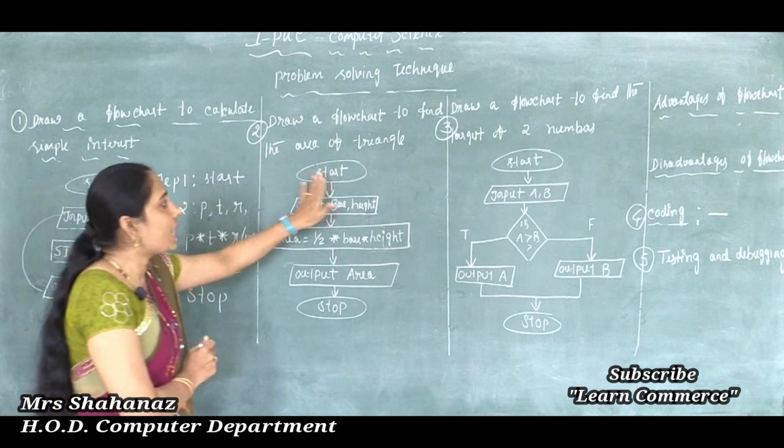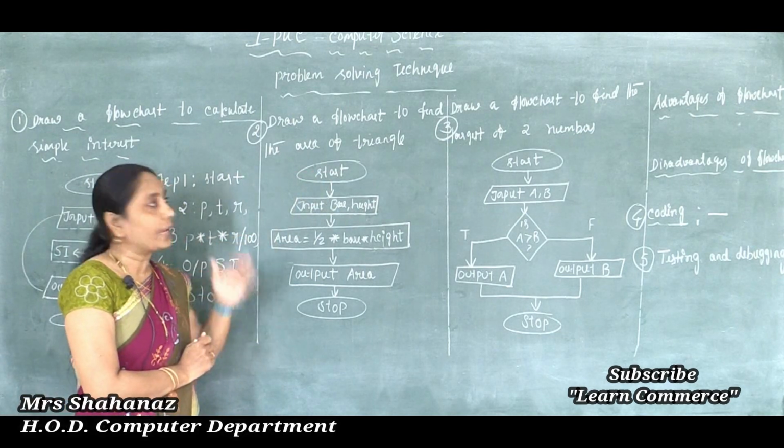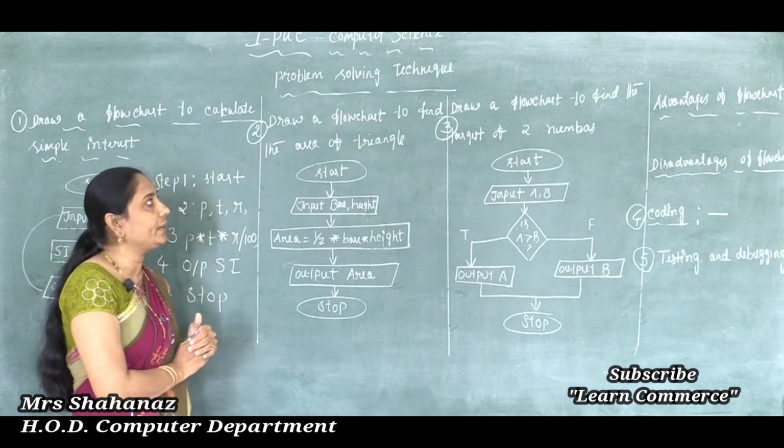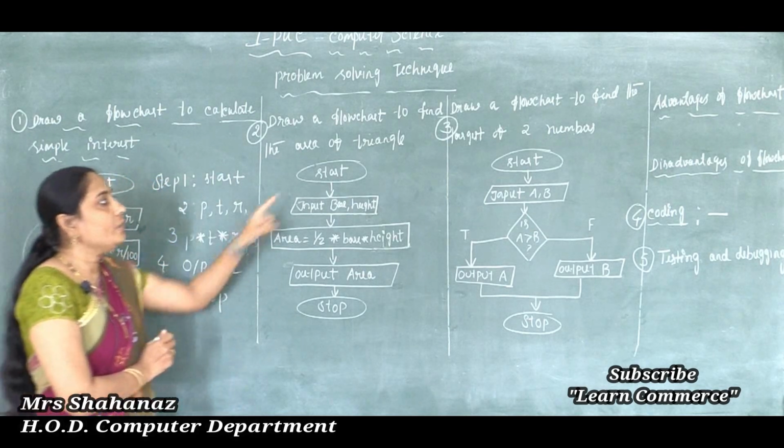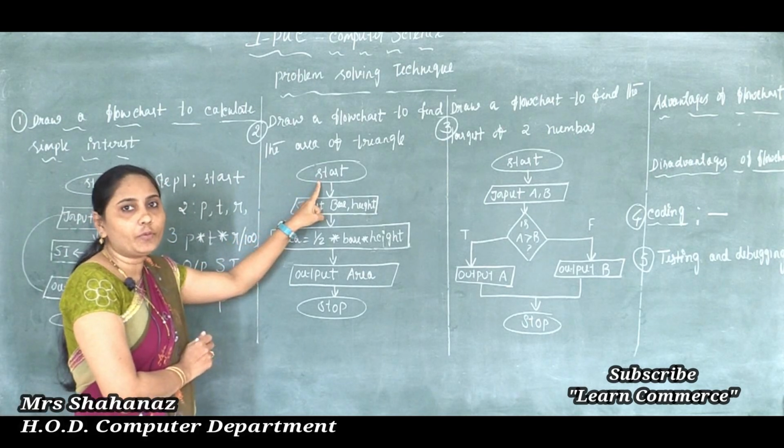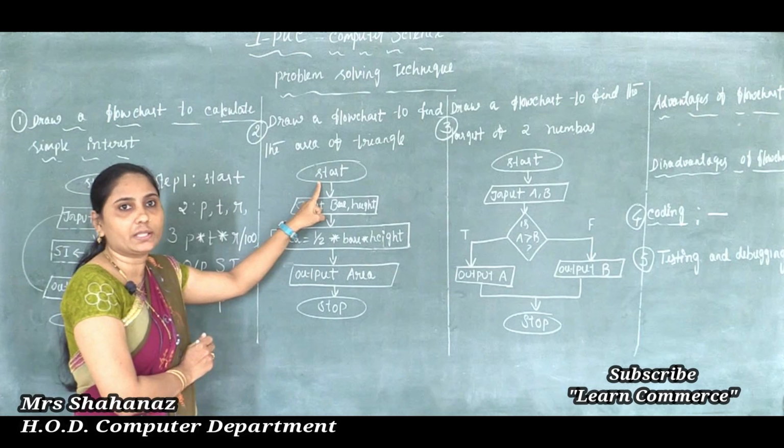Now let's see how to complete the flowchart to find the area of a triangle. We know that every flowchart starts with the symbol called the terminal.